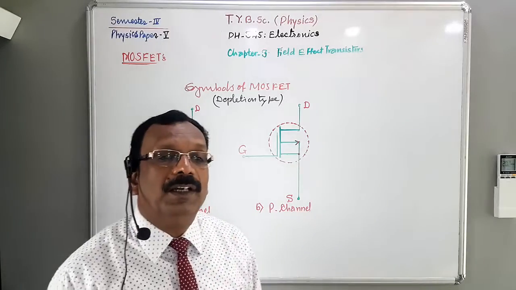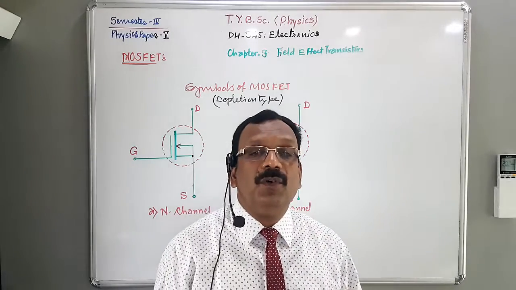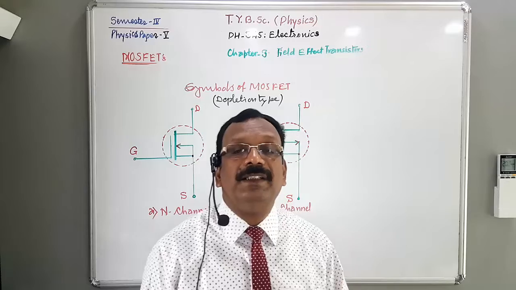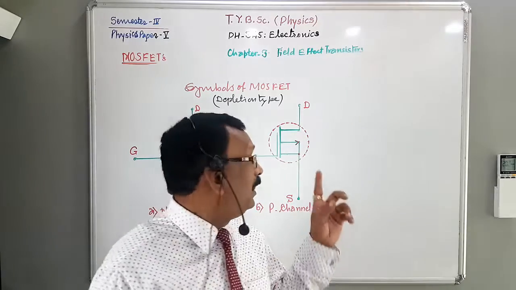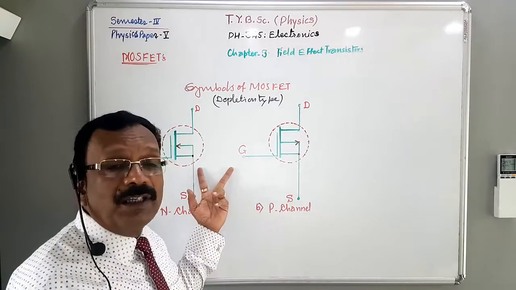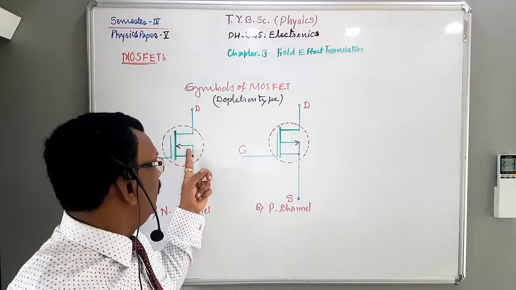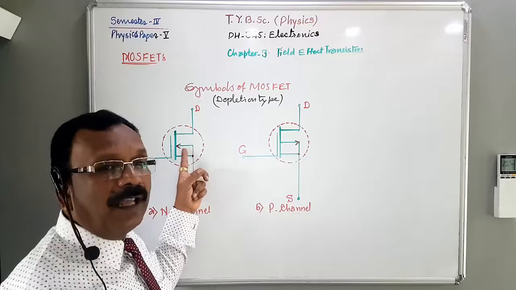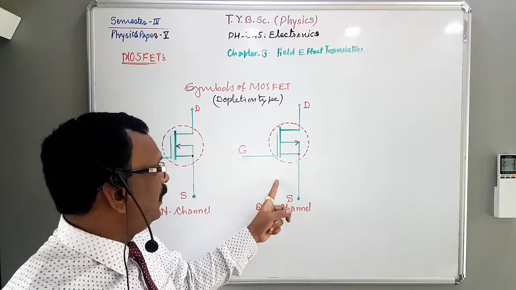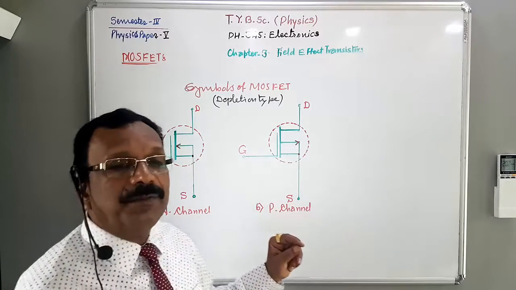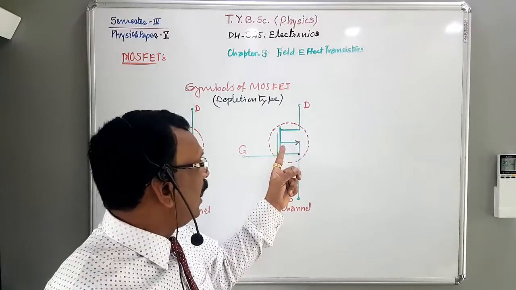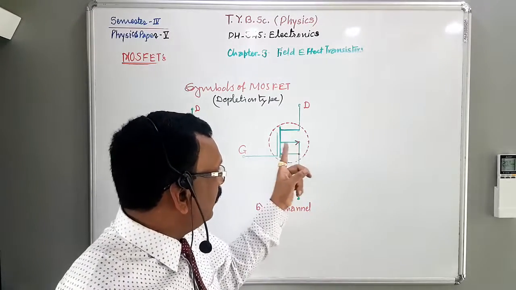Now it may be noted that the circuit symbols of N channel and P channel depletion MOSFET are similar. Both the symbols are similar except the direction of the arrow. Here in N channel the arrow is pointing toward the channel, and in P channel depletion type MOSFET, the arrow points away from the channel.